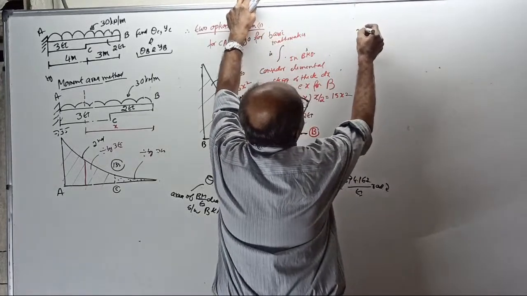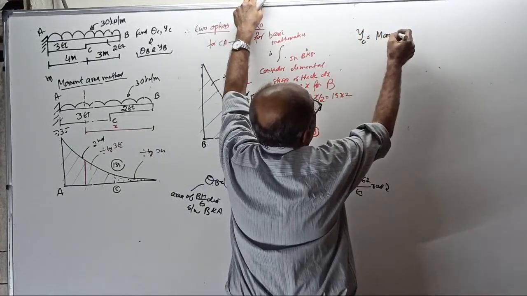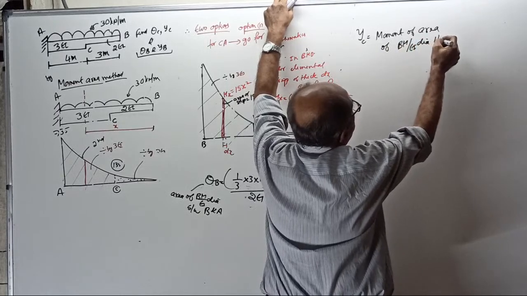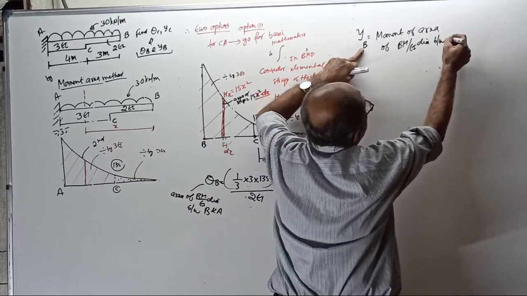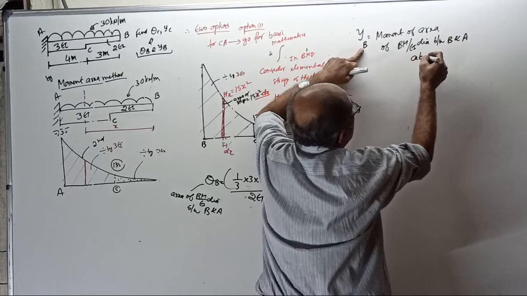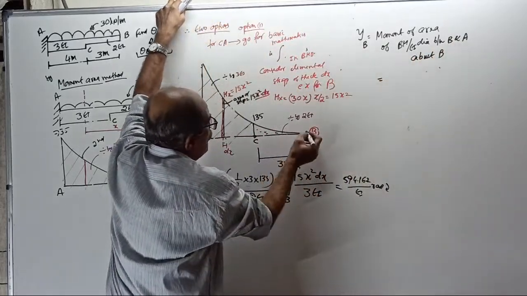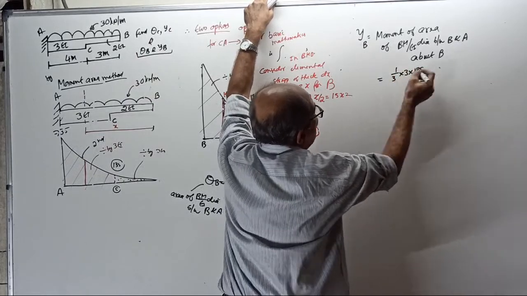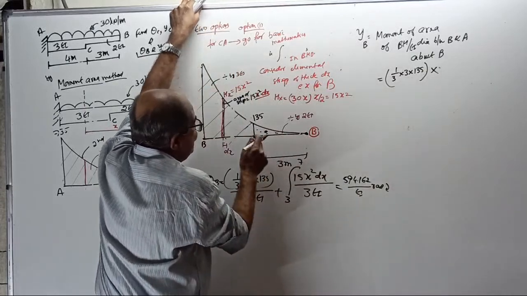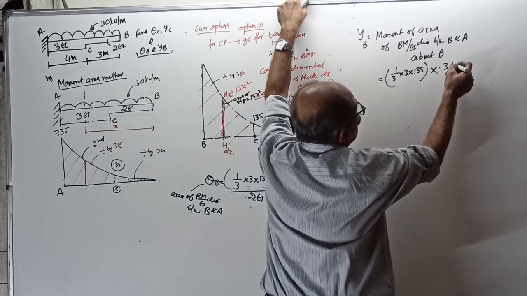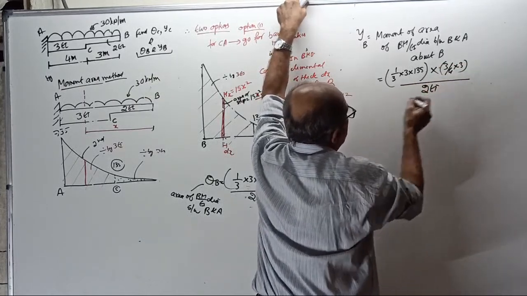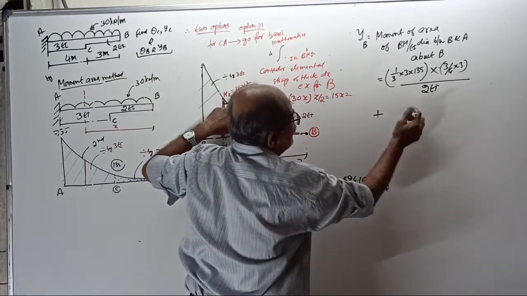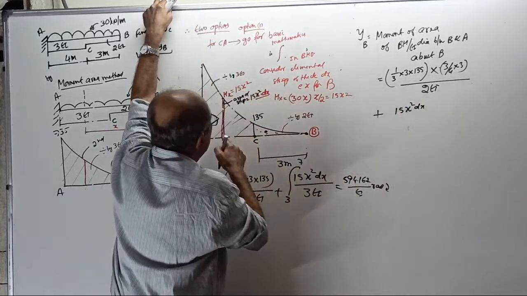Okay, lastly, deflection at C is the moment of the area of the BM by EI diagram between B and the fixed end A about B. Since it is about B, for moment about B now, 1/3 of 3 into 135, that is the area into its CG, which is 3/4 of 3, that answer divided by 2EI, plus the moment of this much area. Area of the strip is 15x square dx.